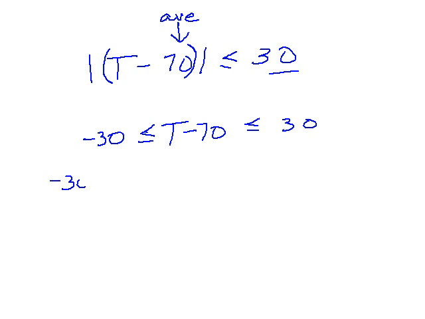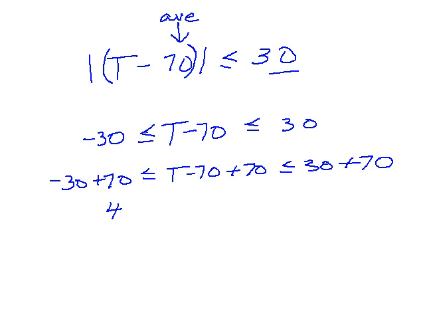So this is minus 30 plus 70, less than or equal to T. I'm writing all the steps out. Minus 70 plus 70, less than or equal to 30 plus 70, which gives you 40 less than or equal to T, less than or equal to 100. And there's your answer, and that can be done in one step.